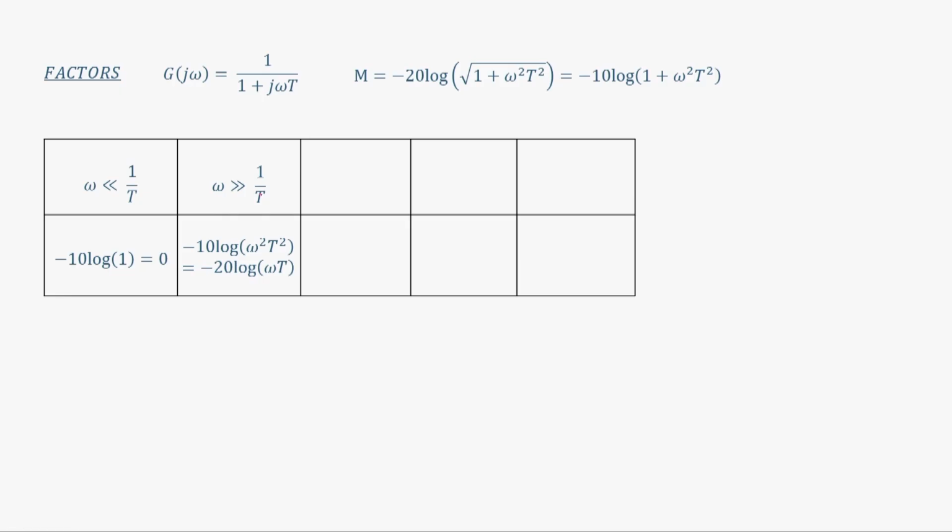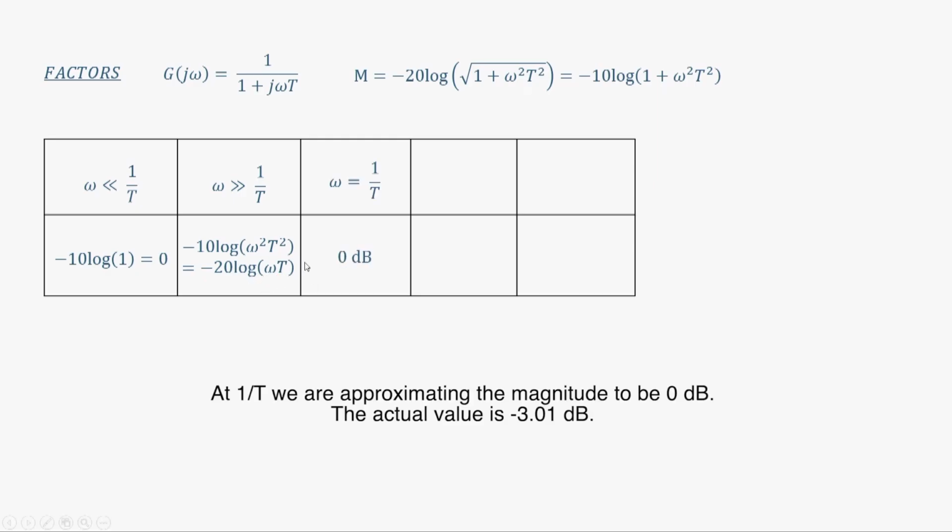Now, what if omega is much greater than 1 by T, which means omega is much greater than the pole that is present? In that case this 1 I can neglect. So, you will have minus 10 log omega square T square. So, we are left with minus 20 log of omega T. What will happen at omega equal to 1 by T? Again, at omega equal to 1 by T you can do an approximation with this itself. Here omega will be replaced by 1 by T. So, we are left with 0 dB.